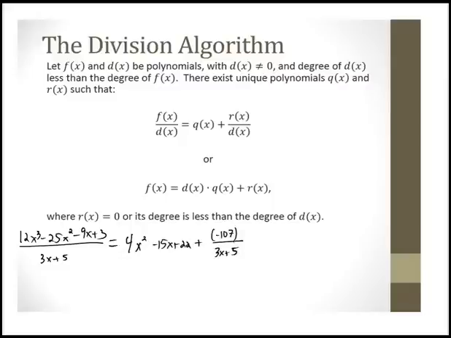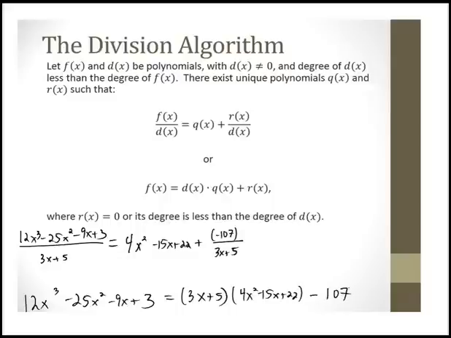An alternative way to express it is that f of x is d of x times q of x plus r of x. So the original function, the dividend, 12x cubed minus 25x squared minus 9x plus 3, can be expressed as the divisor, 3x plus 5, times the quotient, 4x squared minus 15x plus 22, plus the remainder, minus 107. So this is a different way to express it that sometimes we prefer.